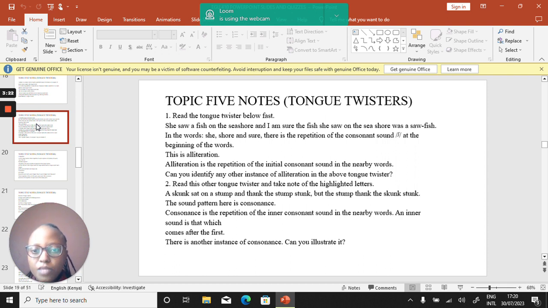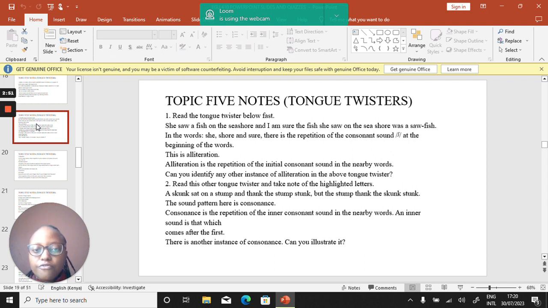So when we talk about alliteration, it is the repetition of the consonant sound at the beginning of the words. For instance, she saw a fish on the seashore, and I am sure the fish she saw on the seashore was a sawfish. In the words she, saw, and sure, there is the repetition of the consonant sound sh at the beginning of the words. So that is alliteration.